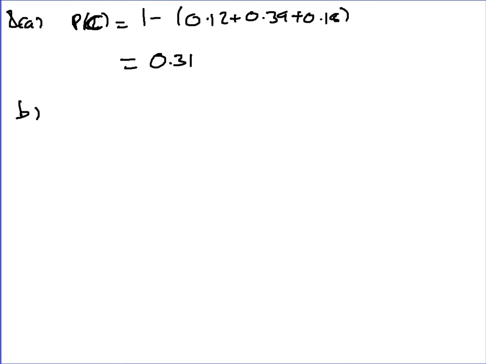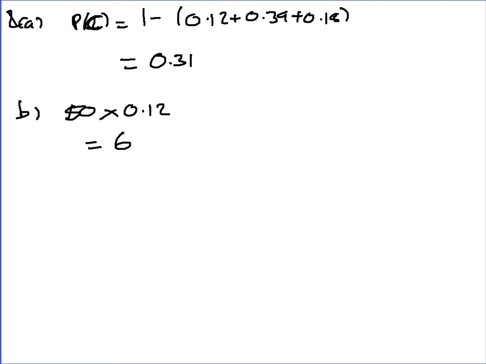Part B. If it's spun 50 times, probability to land on A. So it's the 50 times by the probability of landing on A, which is 0.12. So 50 times 0.12 gives you 6. So 6 there is a solution.